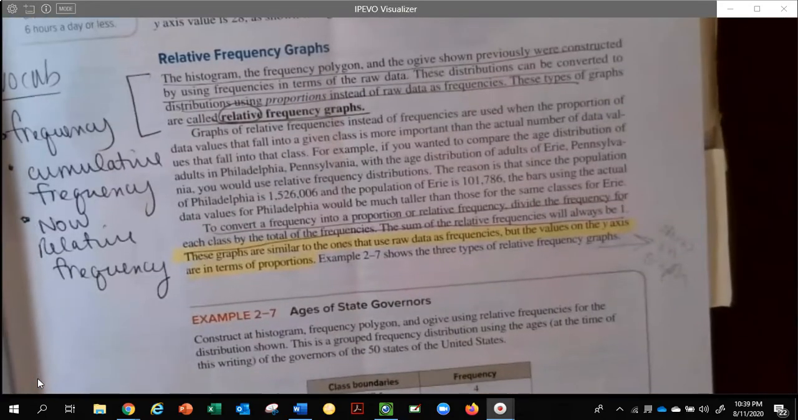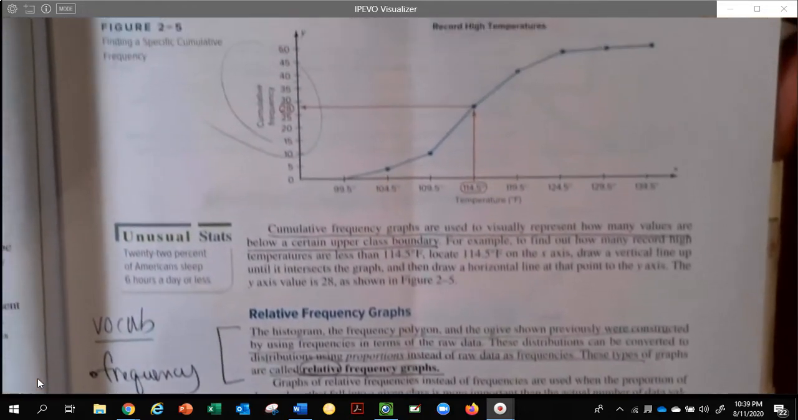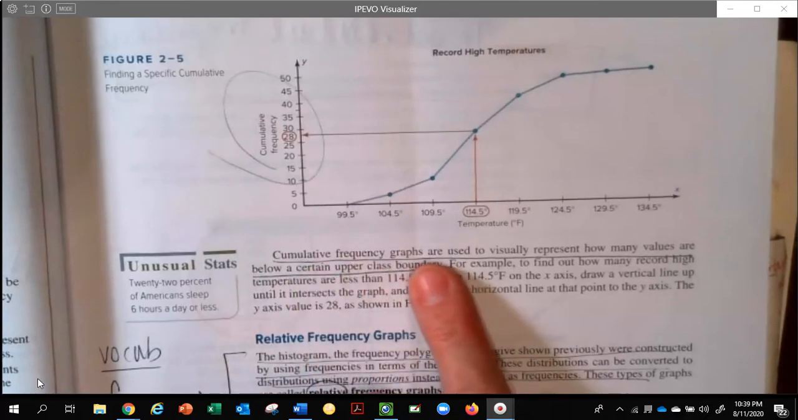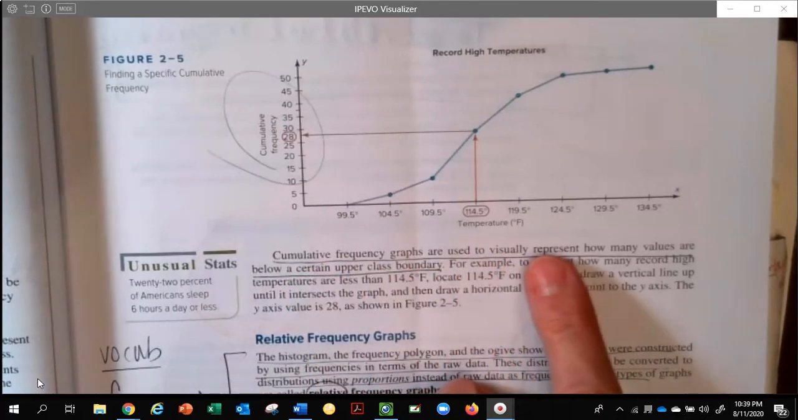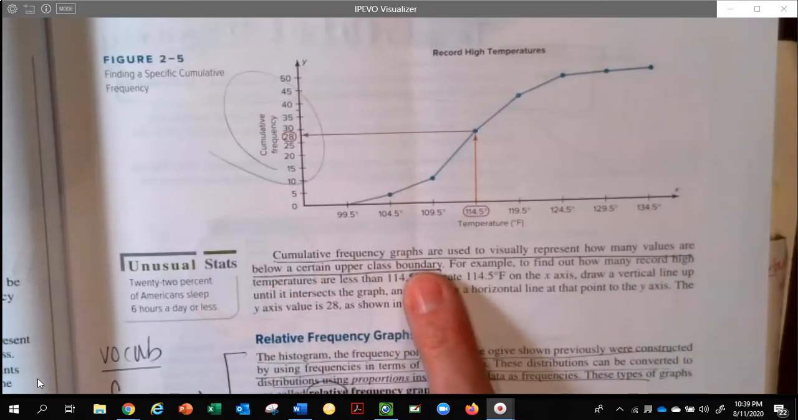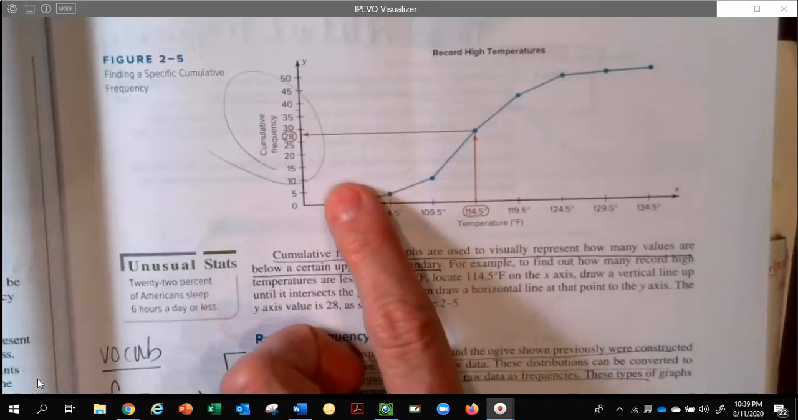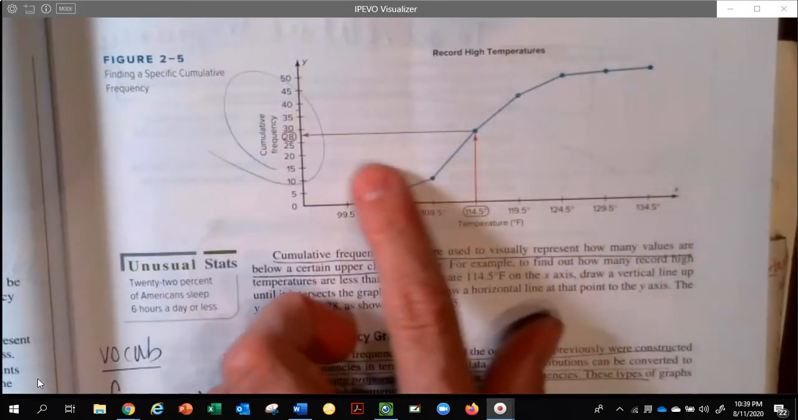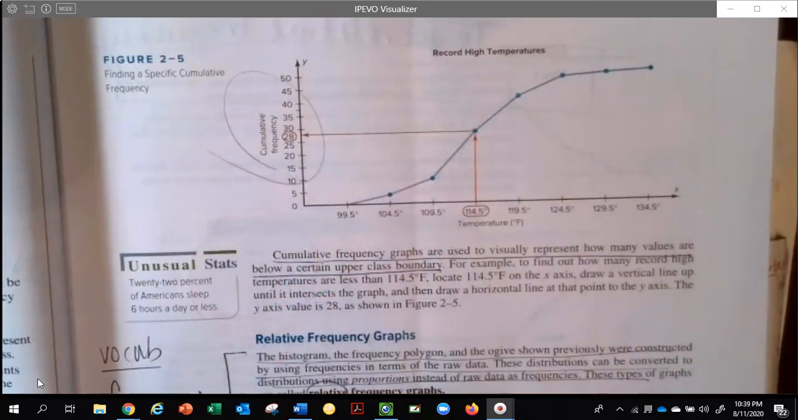On the next page, I want to point out a graph along these lines. And then the sentence says cumulative frequency graphs are used to visually represent how many values are below a certain upper class boundary. So you can tell how many are below. You can tell how many are above. It's very cool, interesting. Again, the graph that you make will be based on what you're trying to show, what you're trying to convey in your message.